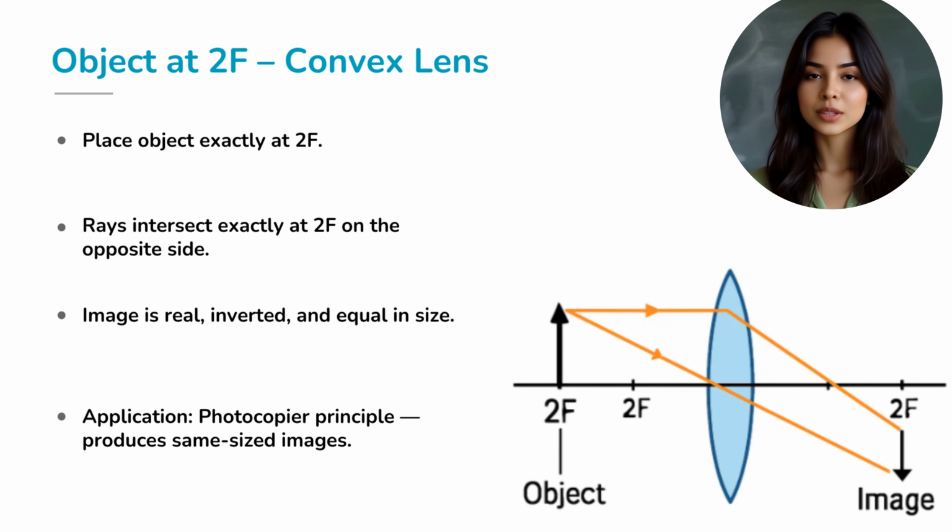This exact principle is used in photocopiers. When you place a page in a copier, the lens forms an image of the text that is the same size as the original.